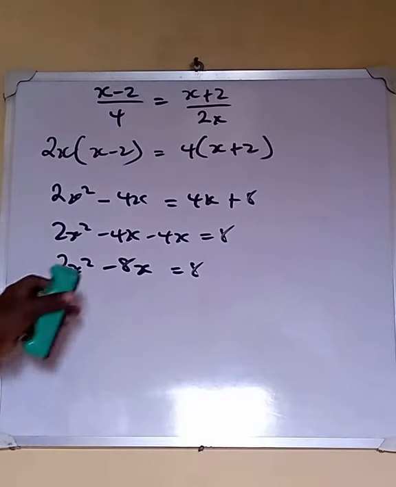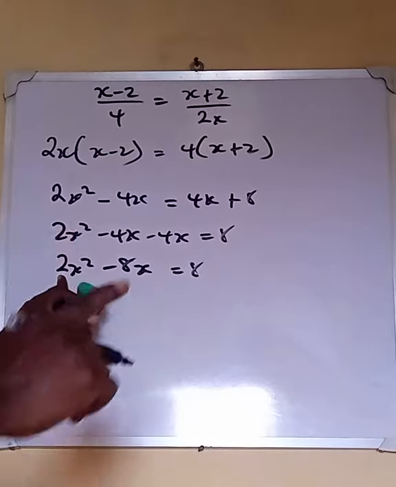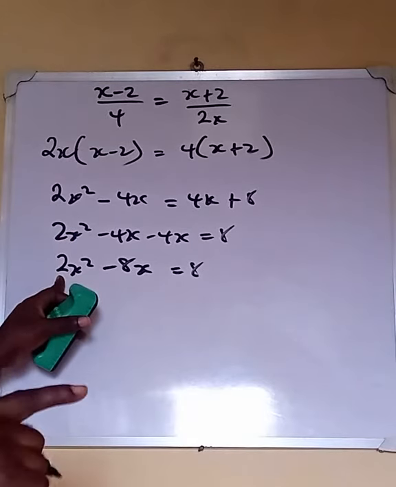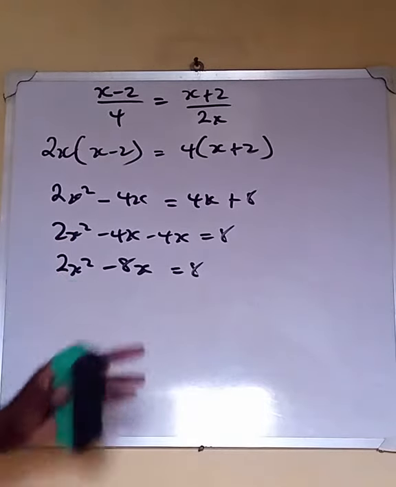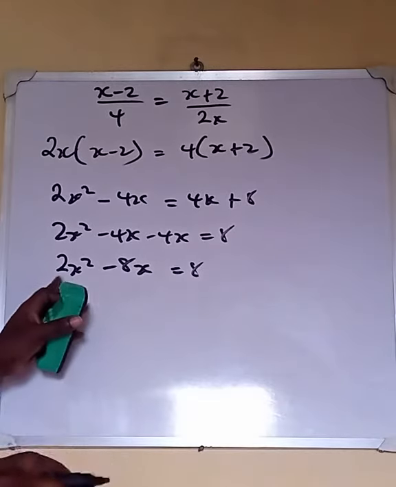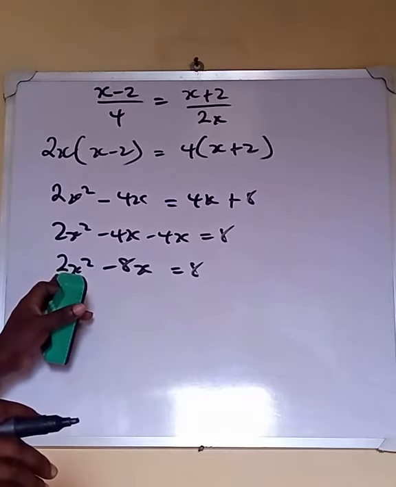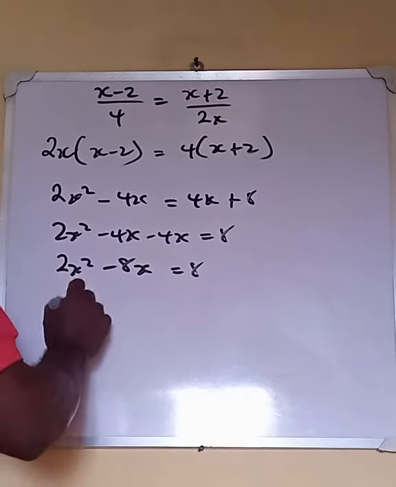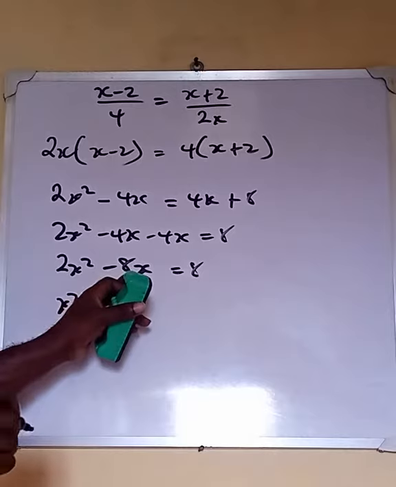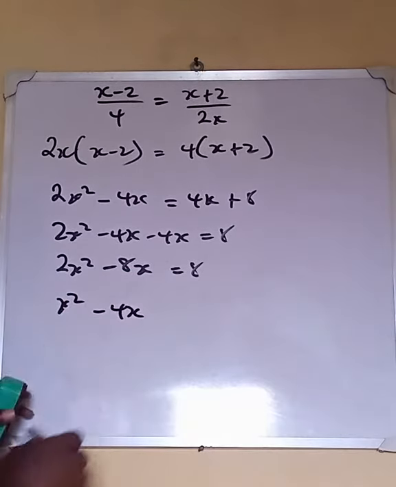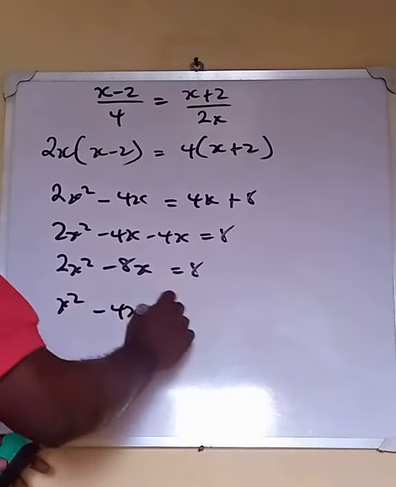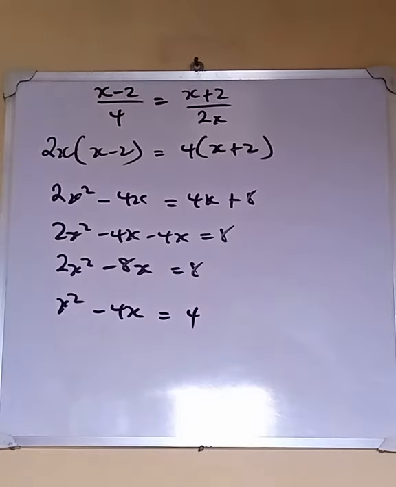Then look at the leading coefficient. Make sure that the leading coefficient is equal to 1. If you have a number that is not equal to 1 there, you use the number to divide every term. The 2 you have here will divide the 2x squared, we have x squared. The 2 will divide minus 8x, you have minus 4x. The 2 will divide 8, you have 4. That is it. x squared minus 4x equal to 4. That is what you have.